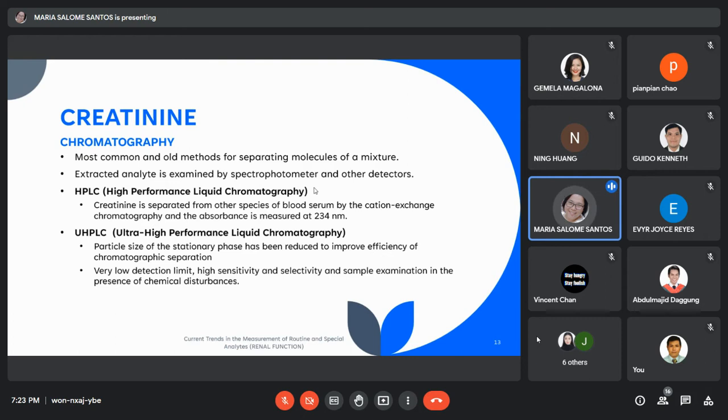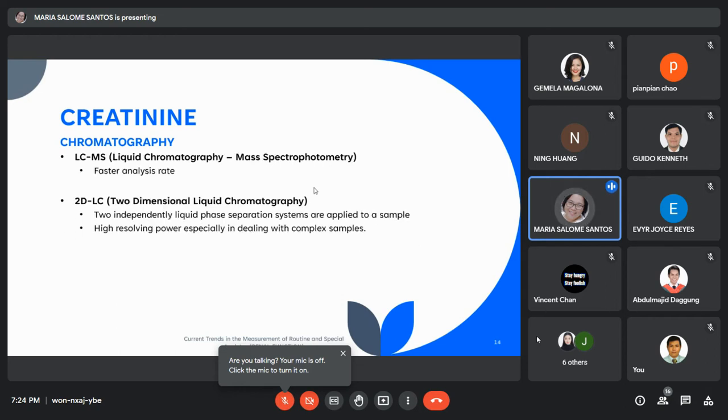The advances in instrumentation and column technology lead to the development of ultra-high performance liquid chromatography. In UHPLC, to improve the efficiency of chromatographic separation, the particle size of the stationary phase has been reduced. Some of the advantages of this method are a very low detection limit, high sensitivity and selectivity, and sample examination in the presence of chemical disturbances.